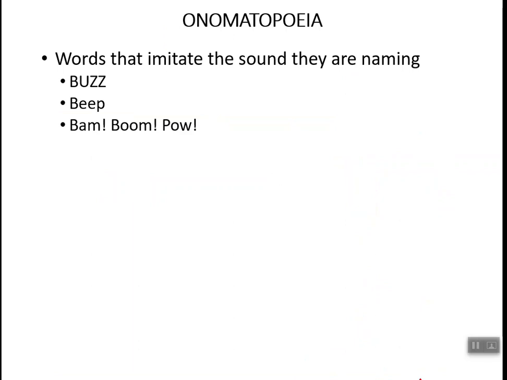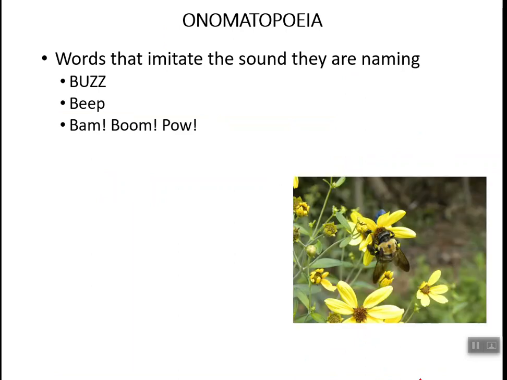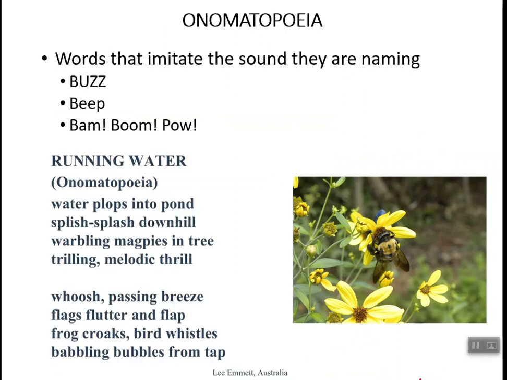Okay. Some other sound effects. Onomatopoeia: words that imitate the sound that they are naming. Buzz, beep, bam, boom, pow. The buzzing of the honeybee. If we say buzz, that's the sound that he's making.